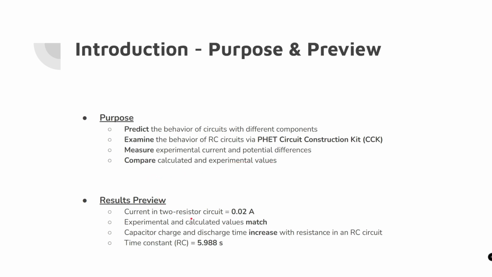And then our results preview. The current in the 2 resistor circuit was 0.02 amps. The experimental and calculated values matched. And then in an RC circuit, as resistance increases, the capacitor charge and discharge time also increases. And for the experiment with an RC circuit, our time constant was 5.988 seconds.